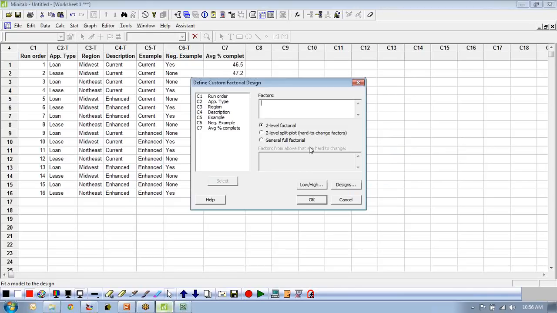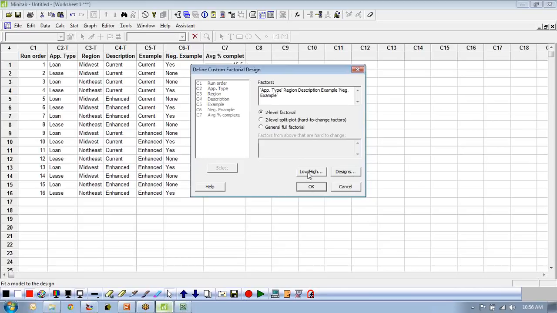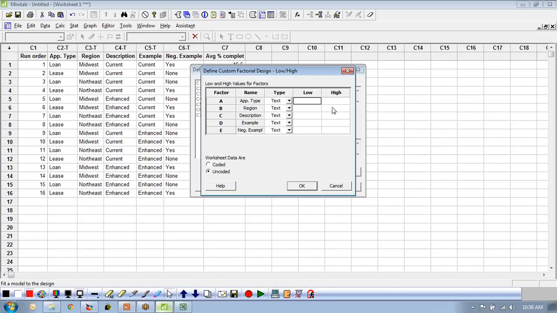And it's going to go through and ask you for what are the factors. So, more language: the factors are the inputs. So factors would be app type, region, description, example, and negative example. Okay, I'm going to make a little instructive mistake. I'm going to click OK, and Minitab's going to get mad at me. Oops, I have to specify the low and high for each of them. I click OK. Now, normally I could type in minus ones and plus ones, and that would work just fine. Minitab will usually come up with those, but in this case I actually have to type what's there.